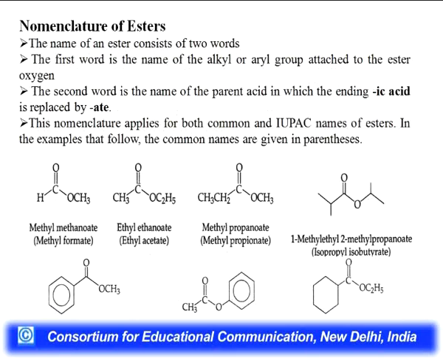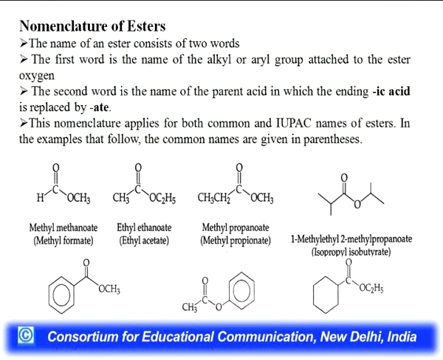The esters consist of two words. The first is the name of the alkyl or aryl group attached to the oxygen of the ester, and the second word is the name of the parent acid in which the ending ic of the carboxylic acid has been replaced by ate. This nomenclature applies for both common as well as IUPAC nomenclature of esters.